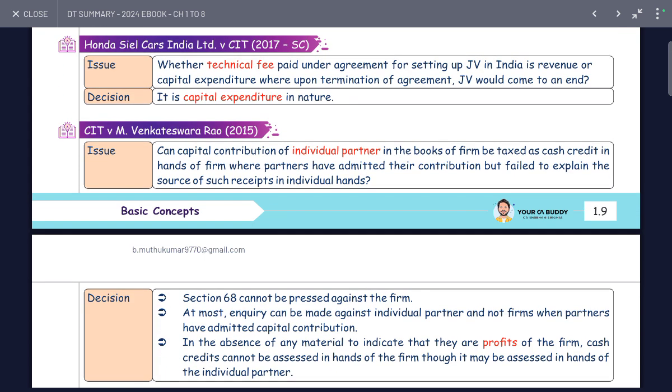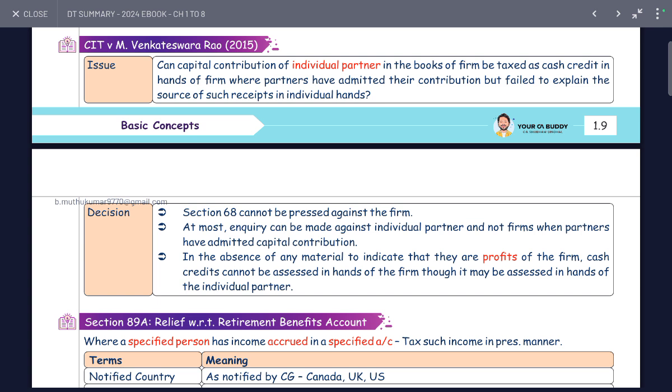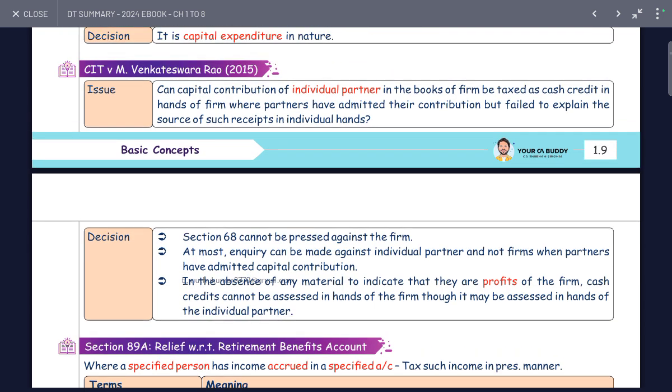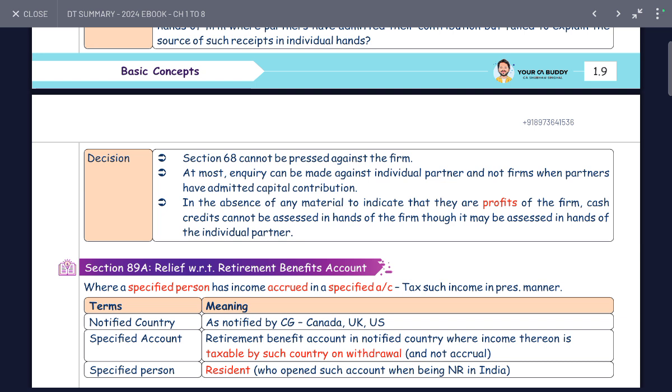CIT vs Mr. Venkat Rao: the issue is whether capital contributions by individual partners in the books of the firm are taxed as cash credit in the hands of the firm, where the partners have admitted the contribution but failed to explain the source of the amount received in their individual hands. Held: Section 68 cannot be invoked against the firm. At most, inquiry can be made against the individual partner and not the firm when the partner has admitted a capital contribution. In the absence of any material to indicate that it is the profit of the firm, such cash credit cannot be assessed in the hands of the firm; therefore, it should be assessed in the hands of the individual partner.